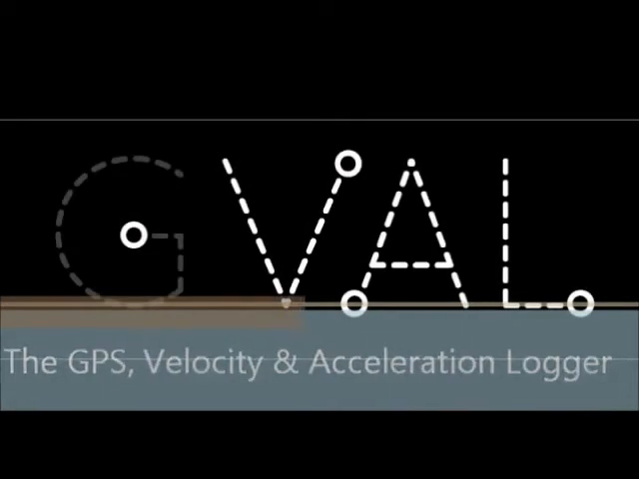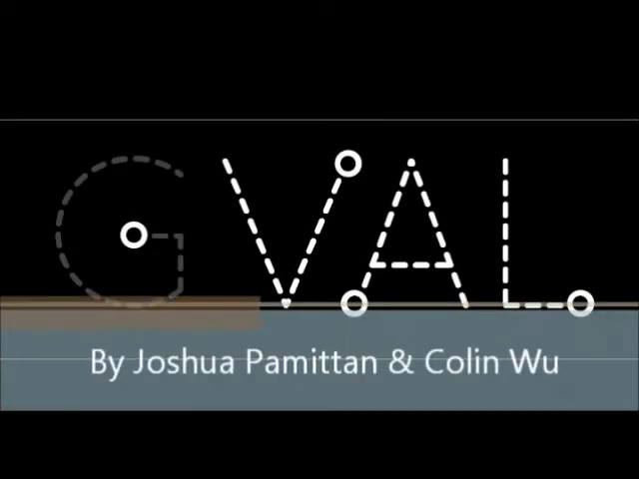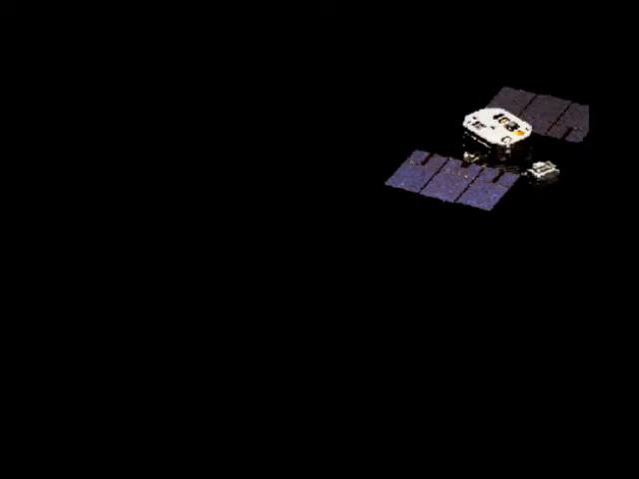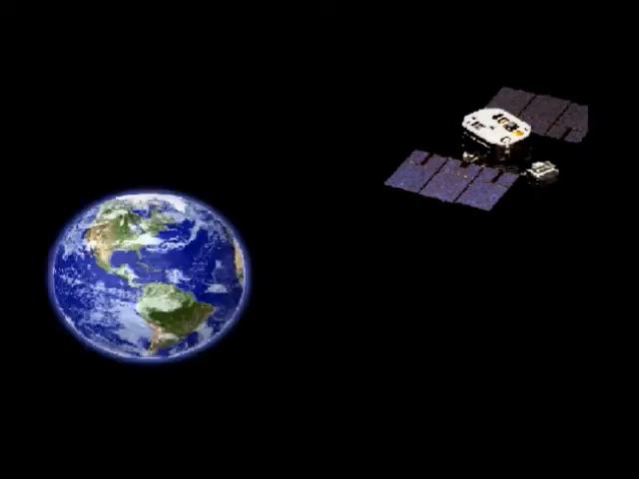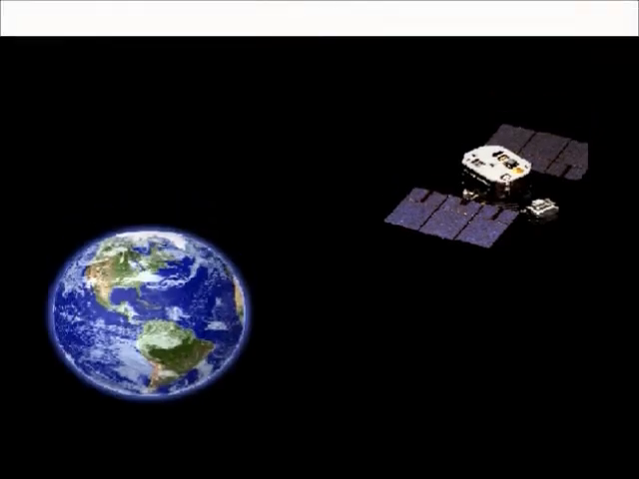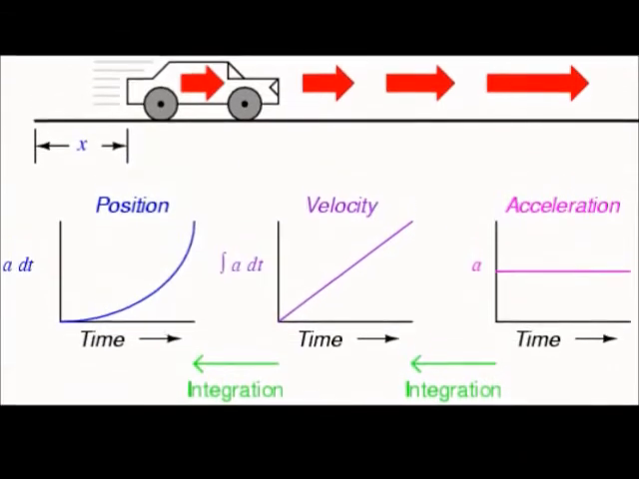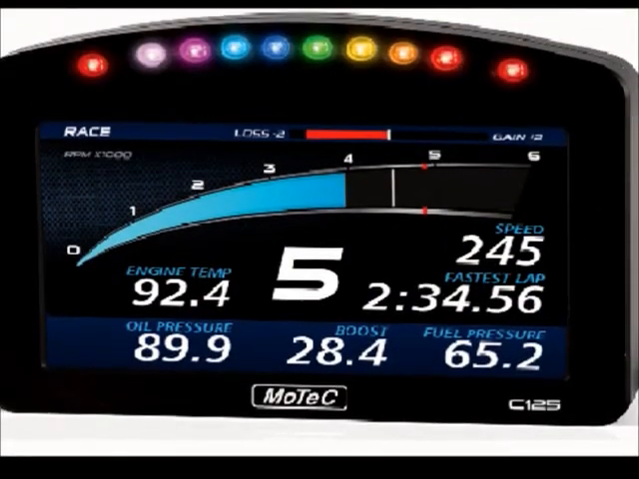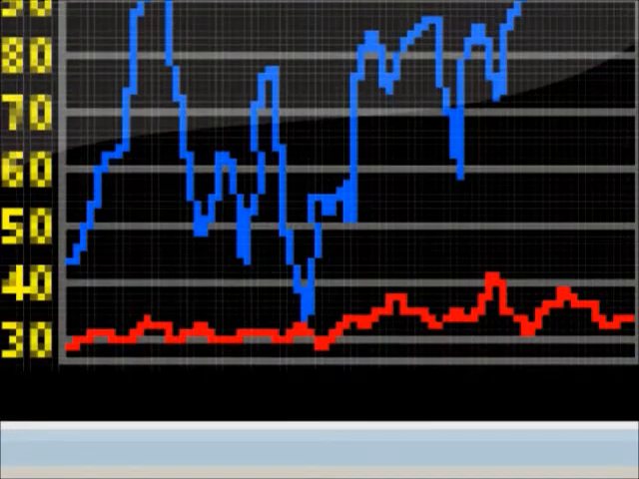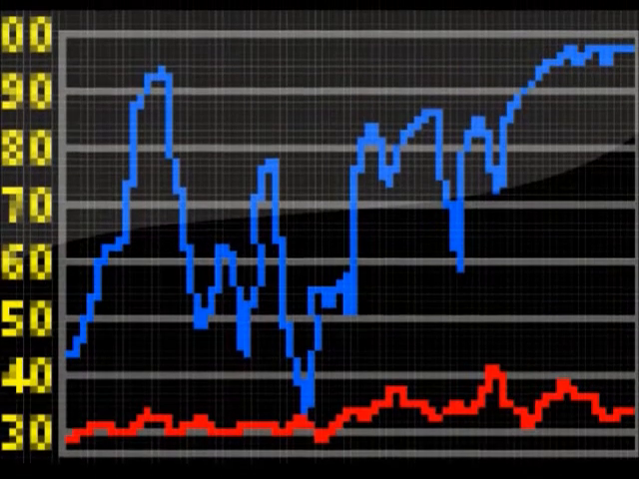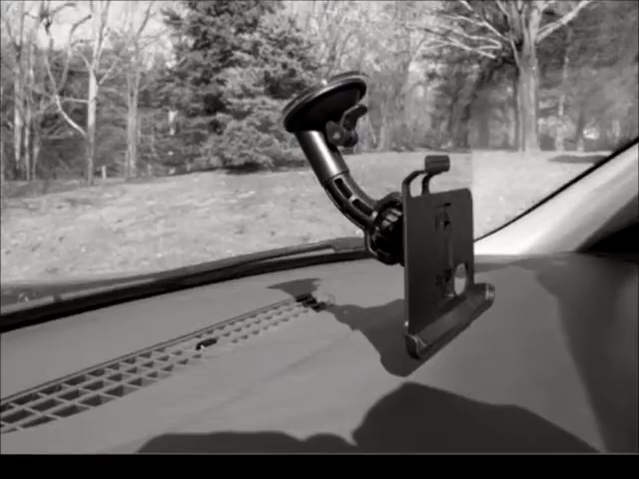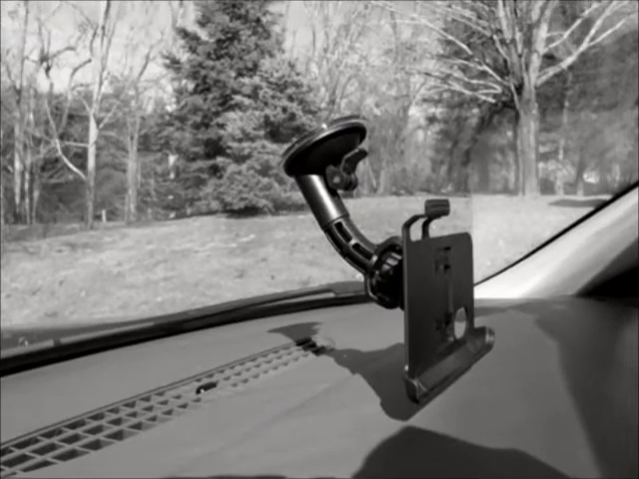Alright, for our project we created GVAL, the GPS Velocity and Acceleration Logger. Problems: we would need something to record the locational data of a moving target. The data will include the time, longitude, latitude, altitude, speed, and also the acceleration in g-forces. All of this data must be logged onto an SD card. The device would also be lightweight, portable, and power efficient.